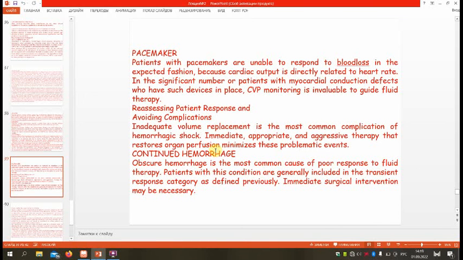Continued hemorrhage. Obscure hemorrhage is the most common cause of poor response to fluid therapy. Patients with this condition are generally included in the transient response category as defined previously. Immediate surgical intervention may be necessary.